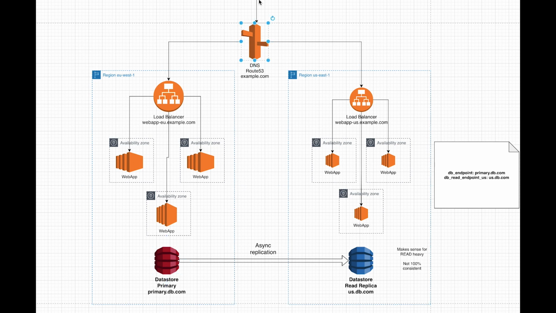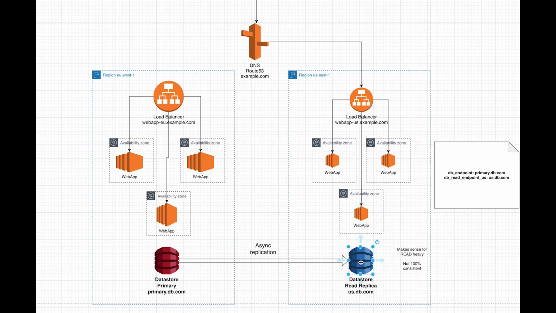Route 53 will redirect our traffic to the US East 1 region if it detected that the whole region here went down. So now let's remove this. This connection here is now gone. All of the traffic comes here.